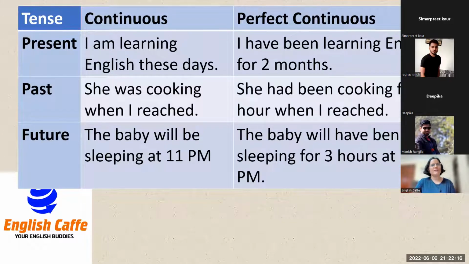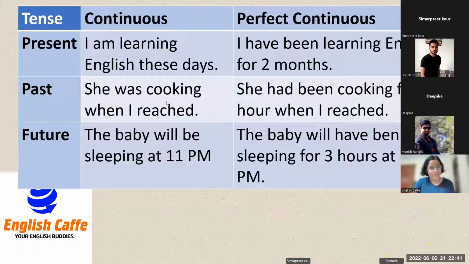For example, take a look at these examples. If you're only talking about right now, you will use present continuous, like I'm learning English these days, or I'm learning English. But if you want to talk about the time period, then you will say, I have been learning English for 2 months. Similarly, in the past, you will say, she was cooking when I reached.